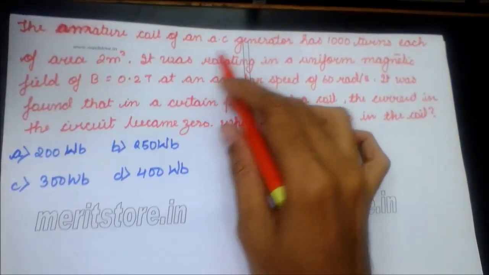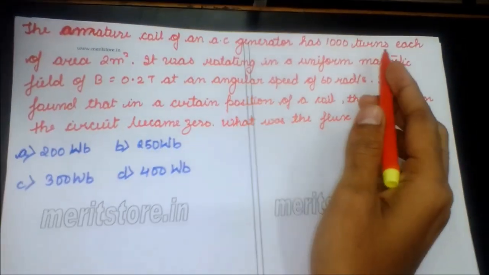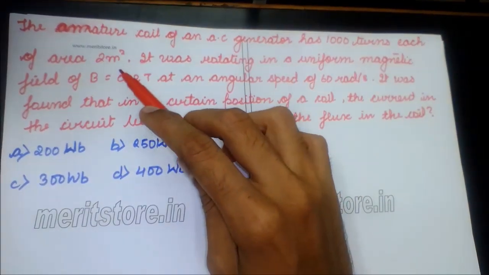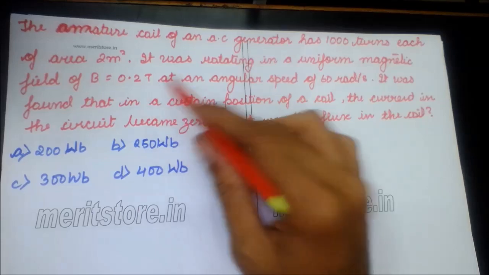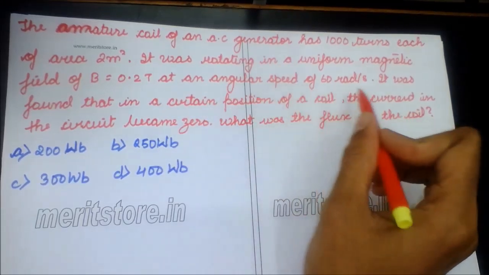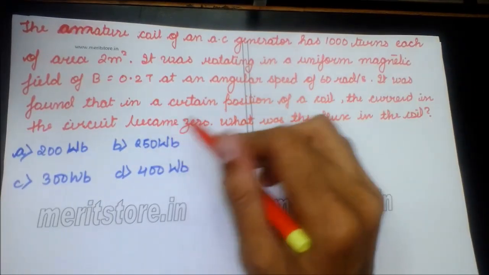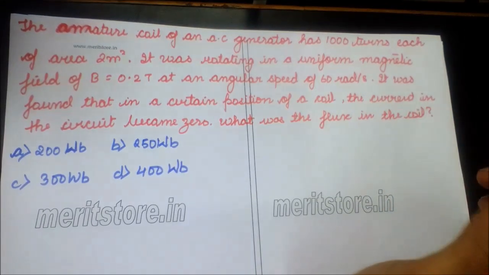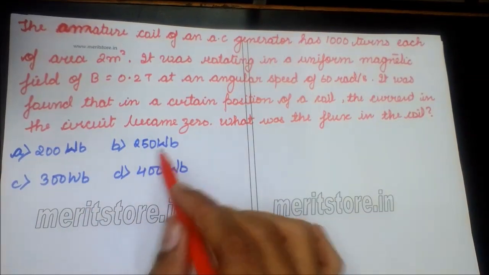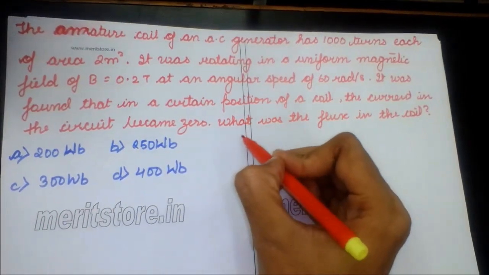The armature coil of an AC generator has 1000 turns, each of area 2 meter square. It was rotating in a uniform magnetic field B of 0.2 Tesla, at an angular speed of 60 radians per second. It was found that in a certain position of the coil, the current in the circuit becomes 0. What was the flux in the coil? 200 Weber, 250 Weber, 300 Weber, or 400 Weber?